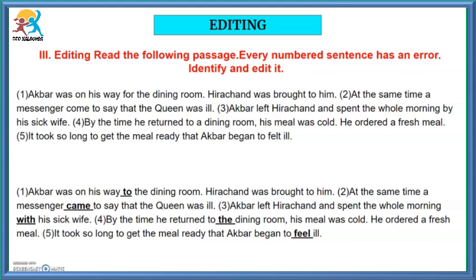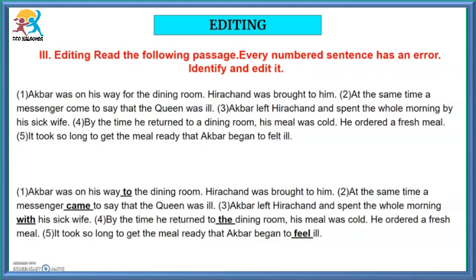Here you have to find the error that is given in the sentences. You have to edit with the correct word, right? So the first one is the raw one, which is given in your textbook, and the later part is with answers. Okay, Akbar was on his way to the dining room, not for the dining room, way to. So the preposition to comes after way.